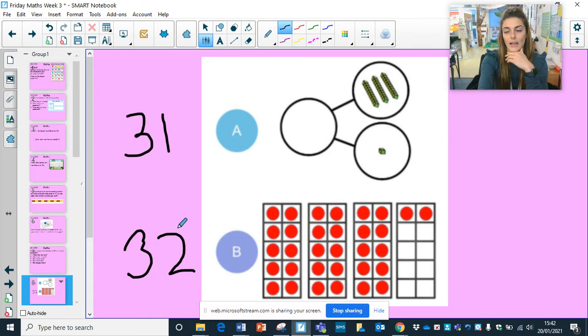Looking at those two numbers now, you need to decide which one has more and which one has less, and then you can label it, and how much more and how much less if you want to really challenge yourself, okay? So which number is bigger, 31 or 32? I'm hoping that you're saying that 31 is less and that 32 is more, and then you can write that down. Okay, let's look at the next one together.